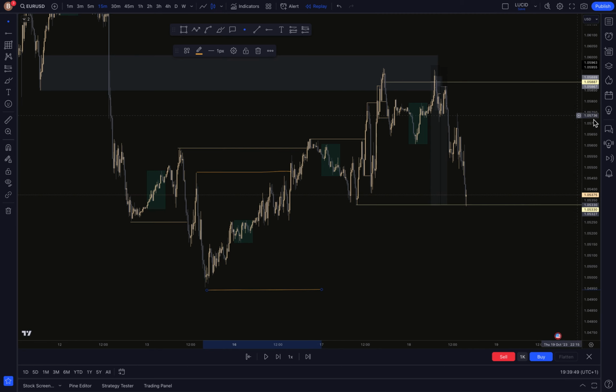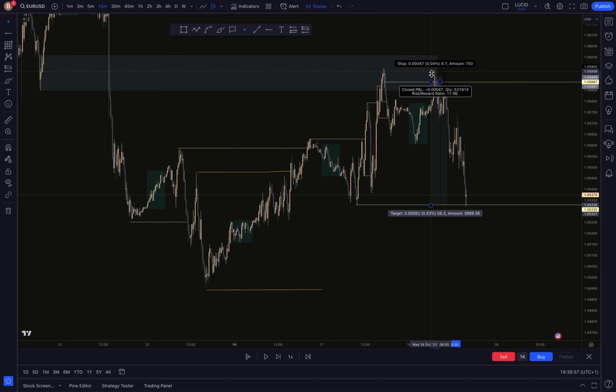And one thing again, whenever you're taking a trade, make sure you cover the highs, cover the external highs. There's a reason for that. If you put your SL here, it will chow it. Cover the highs, right?